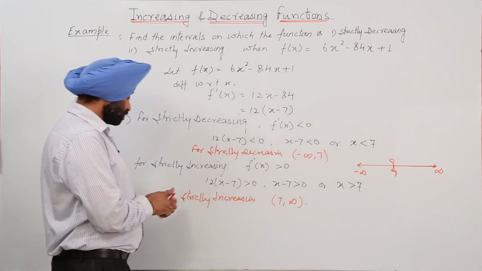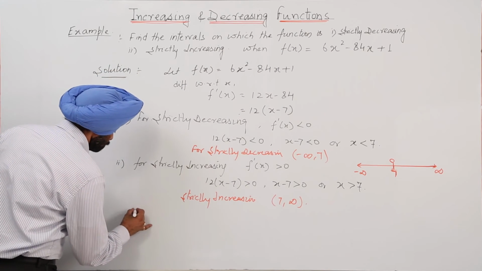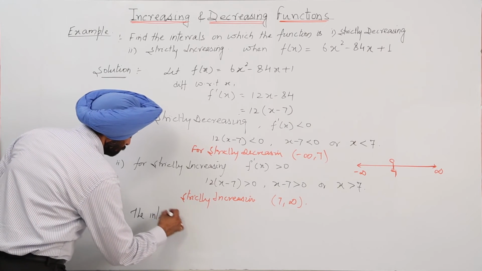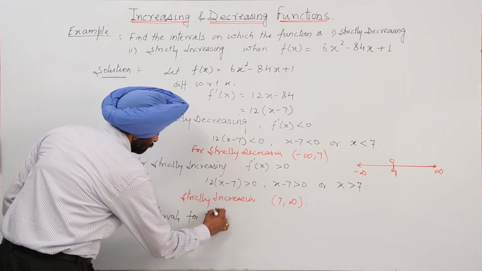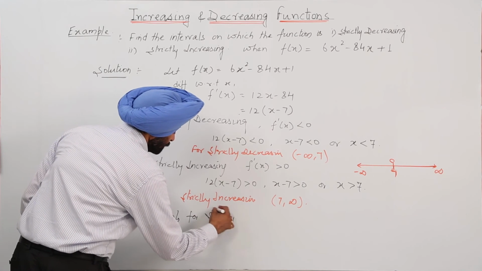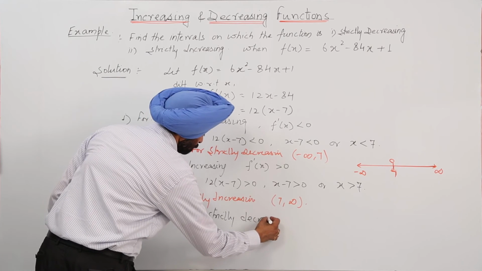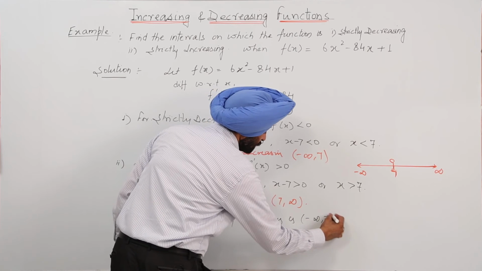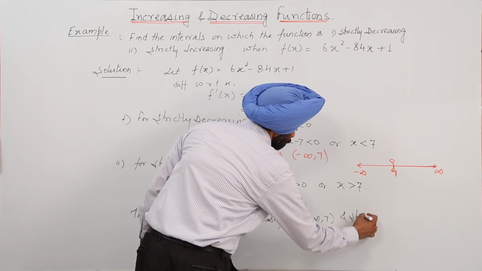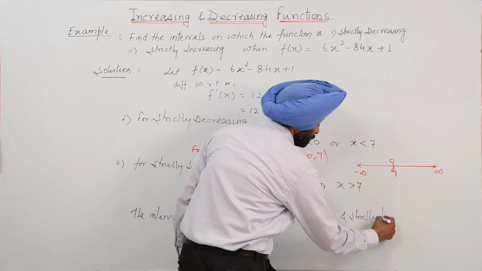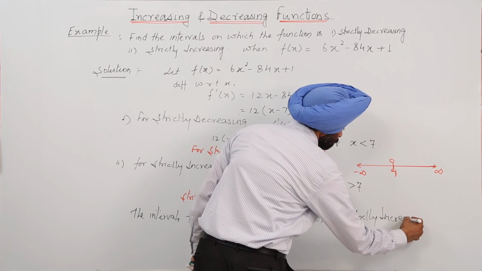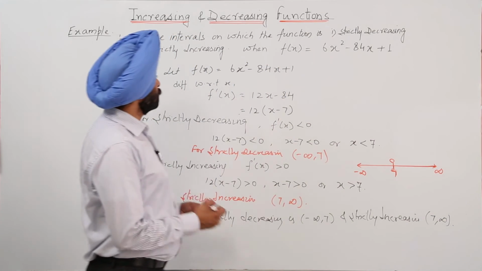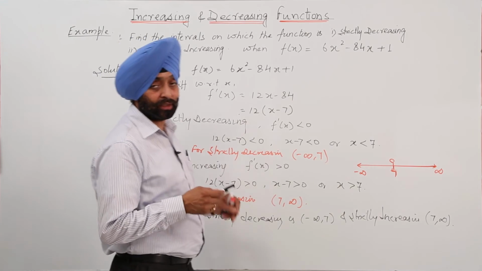Okay. So now the given intervals for strictly decreasing is minus infinity comma 7 and strictly increasing, 7 comma infinity. And the question was only for strictly increasing and strictly decreasing.